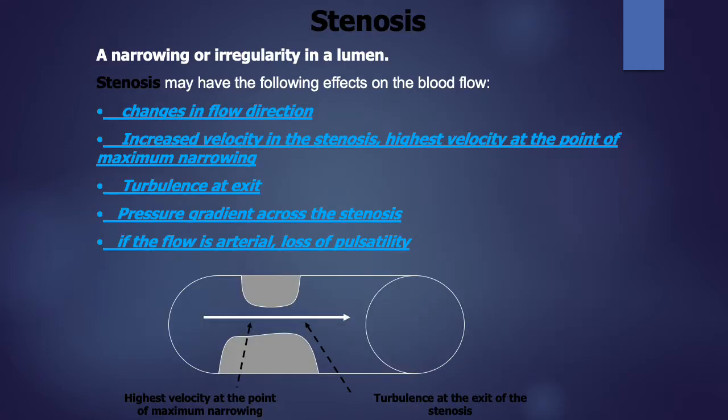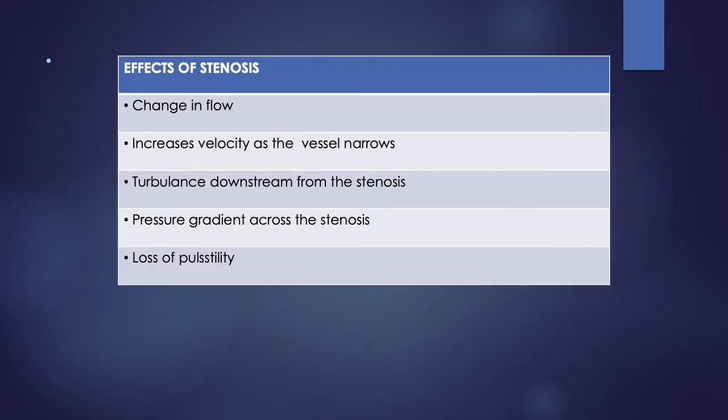So narrowing or irregularity in the lumen of the blood vessel is stenosis. Stenosis may have the following effects in the blood vessel: change in the flow direction, increase in velocity at the stenotic area, and decrease in pressure, and turbulence post-stenosis, or after the stenosis. And there is loss of pulsation. This is really important to know, the effect of stenosis on the blood vessel. There might be change in flow, increase in velocity at the area of maximum stenosis, turbulence post-stenosis, pressure decreases at the area of maximum stenosis, and loss of pulsatility.